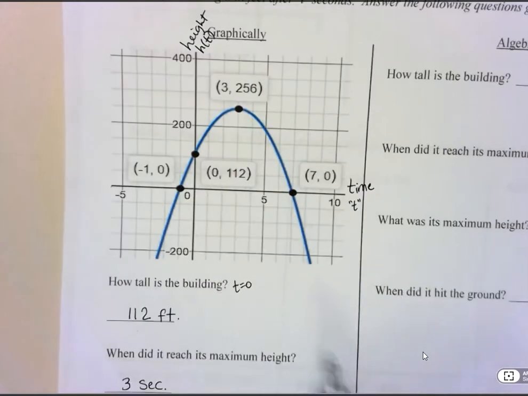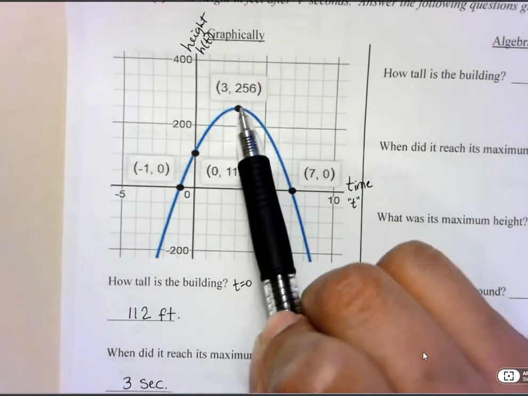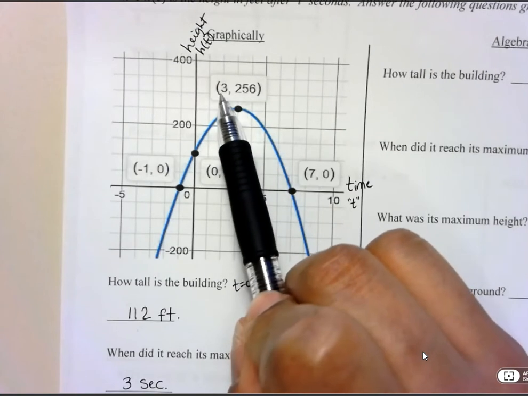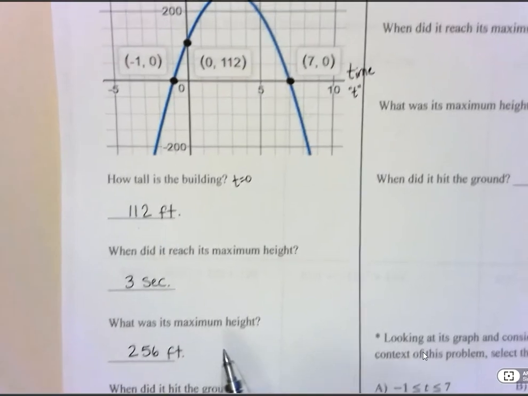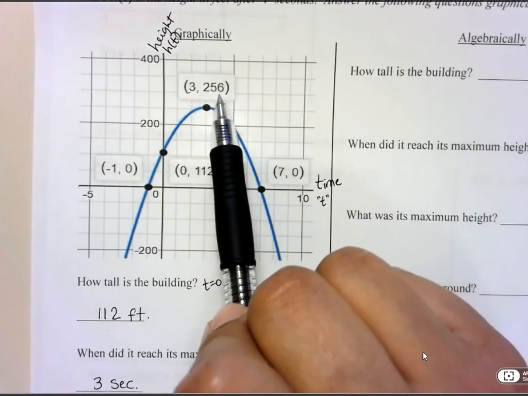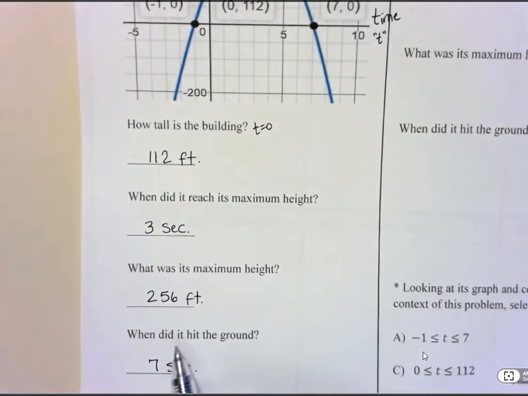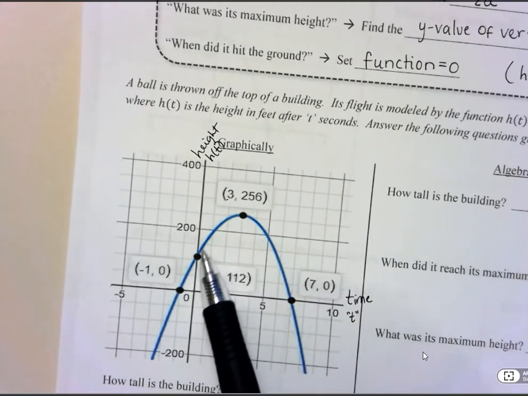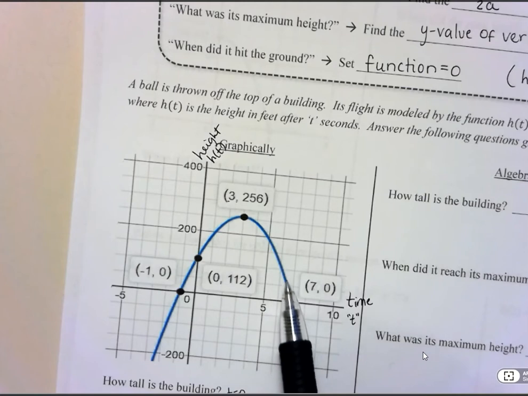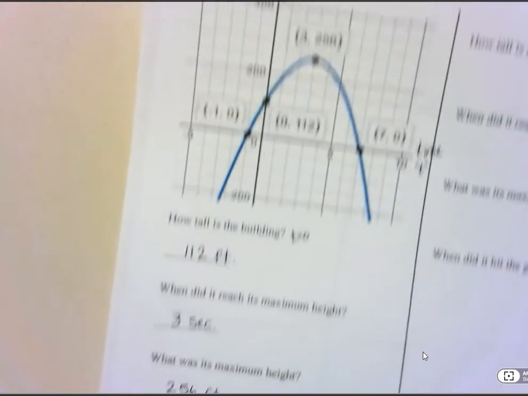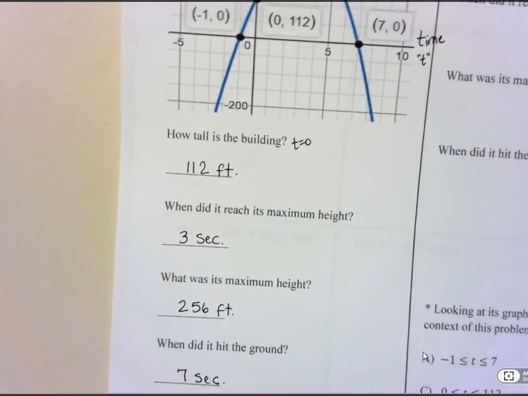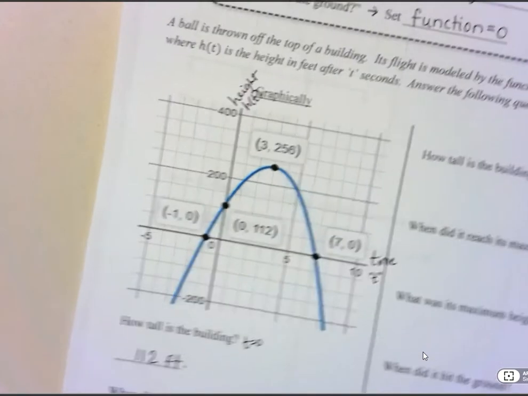When did it reach the maximum height? Well, now you're looking for the vertex. At what time did it hit the maximum height? At 3 seconds. And the next question is what is the maximum height? Well, the maximum height is 256. When did it hit the ground? Well, follow the trajectory. It went up and it's coming back down, and it hits the ground again right here when the height is 0, because ground is considered height of 0. It happens 7 seconds after launching. So the answer is 7 seconds. So this is learning how to read it graphically.